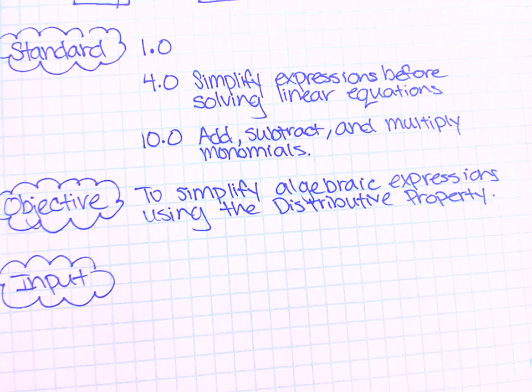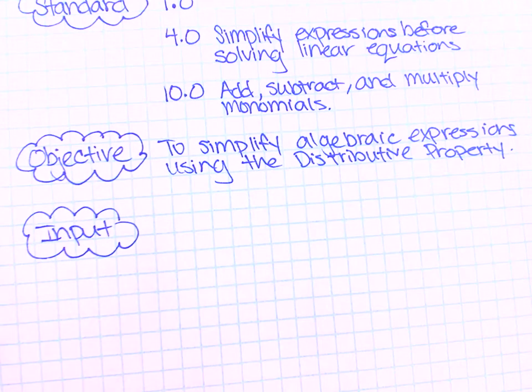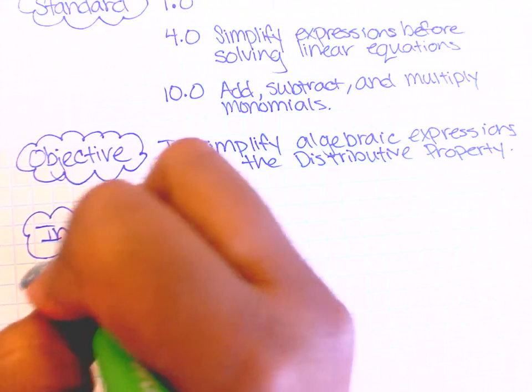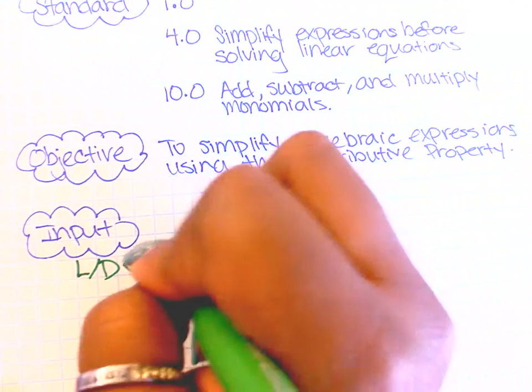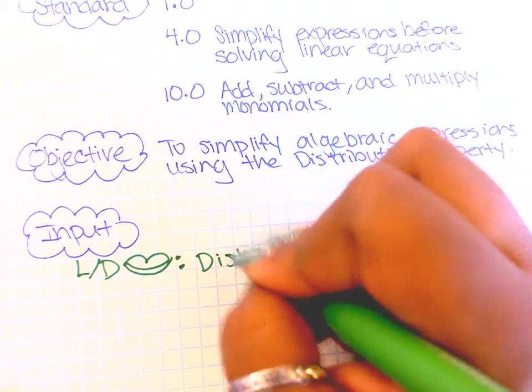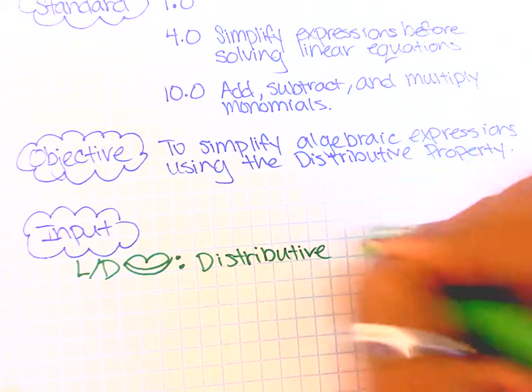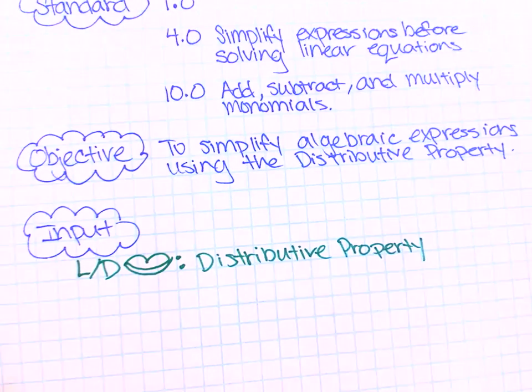All right, so we're good. We have the distributive property. And of course, you can always guess that our language of the discipline word, probably for today, is going to be none other than the distributive property. So that is our one language of the discipline word. Distributive property.